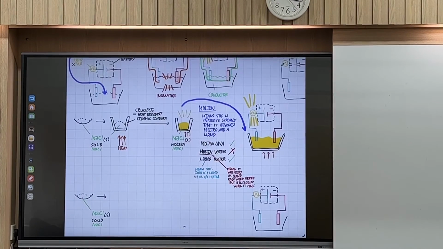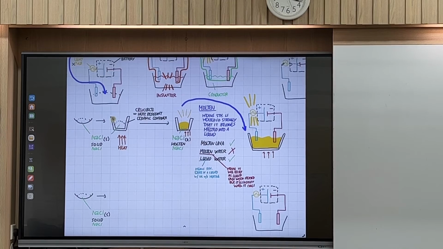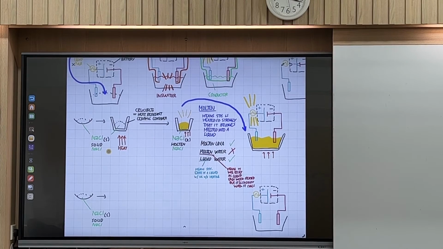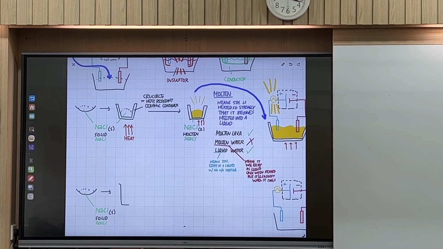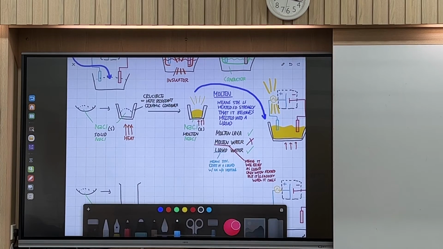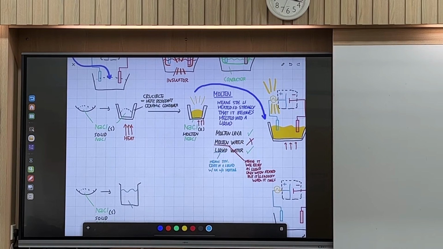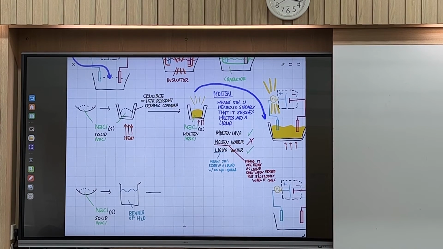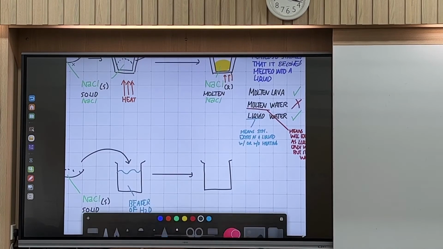But then, unlike in here, we do not put the NaCl into a ceramic container this time. We put it into a beaker of water. We are trying to dissolve the salt. So this is a beaker of water. What happens next is when you pour the salt, NaCl solid, into water, you will get something called NaCl(aq).